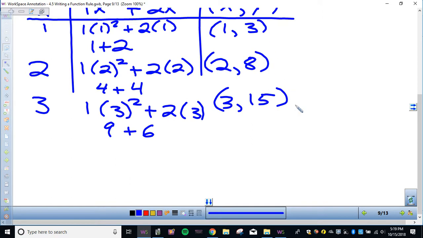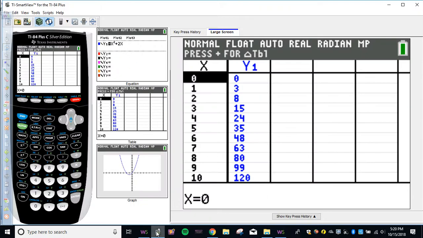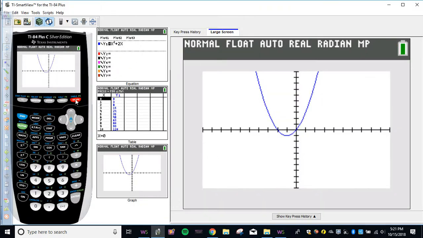So if we could look back at our graph, so 1, 3, 2, 8, and 3, 15. I'm going to try to look back at the graph. So we just got 1, 3 about right here. We got 2, 8 about here, and 3, 15, which is off the graph.